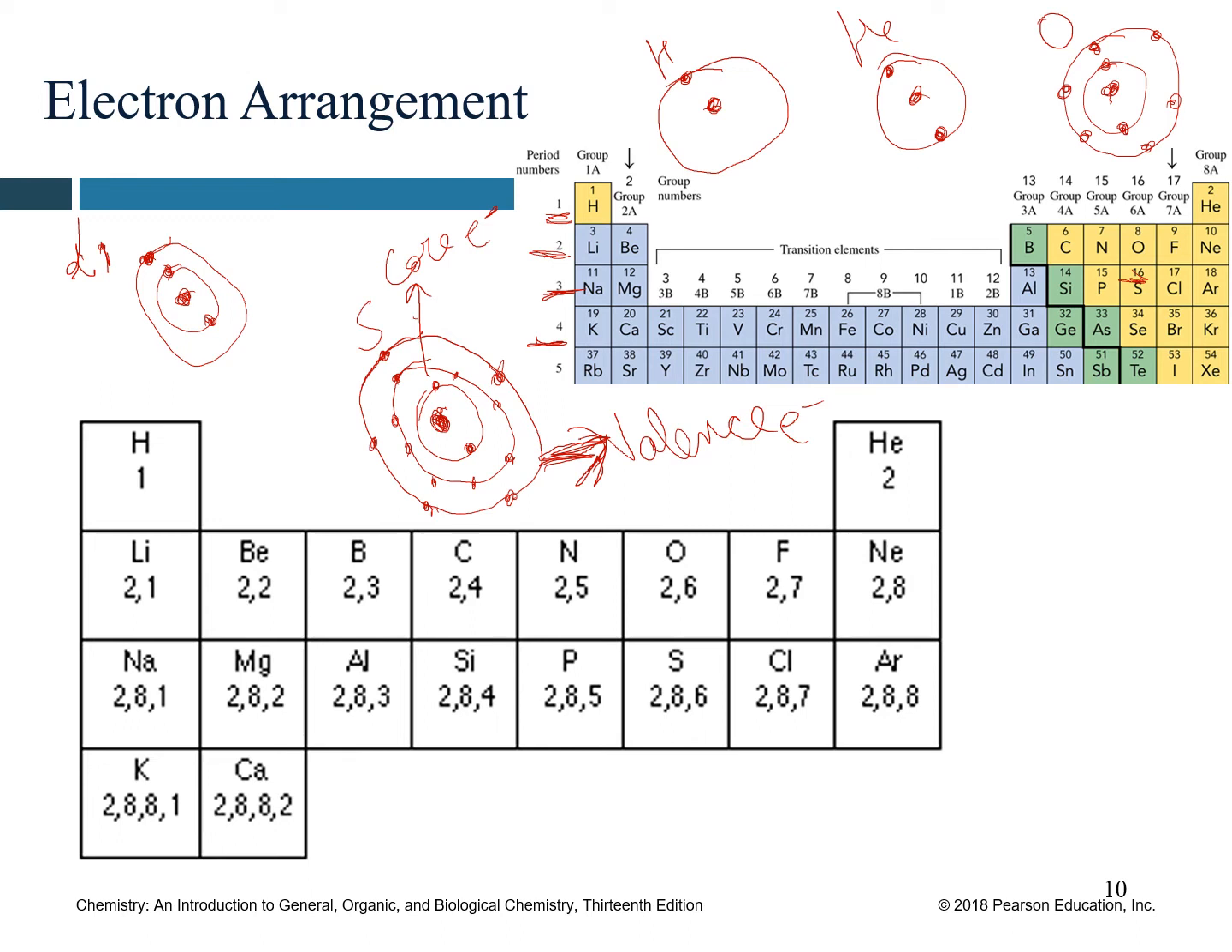How about lithium? How many valence electrons does lithium have? Lithium has 1 electron in the outermost orbit, or outermost shell, or outermost energy level. So it has 1 valence electron.